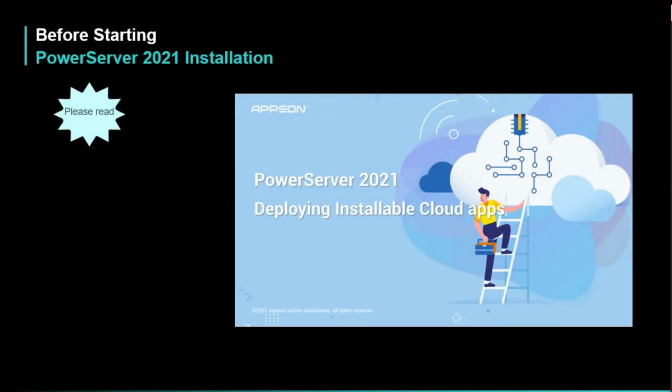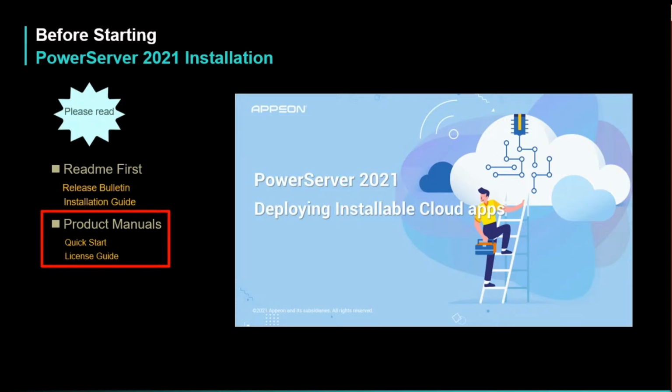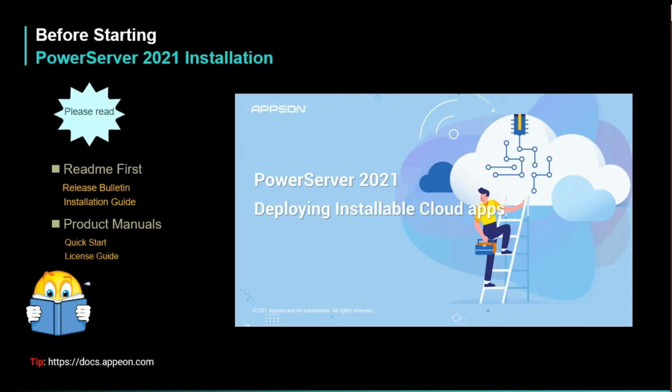So let's have a look at the PowerServer 2021 deploying installable cloud apps. First of all, before you get started, note the please read in the top left. I would suggest that you read the release bulletin and the installation guide before you even start. Another good thing to do is to read the product manuals on the Quick Start and License Guide. And note that you can actually find those online. So you don't have to download and install PowerBuilder and PowerServer to get those manuals, which also come with the installation. You can read it online at docs.appeon.com.